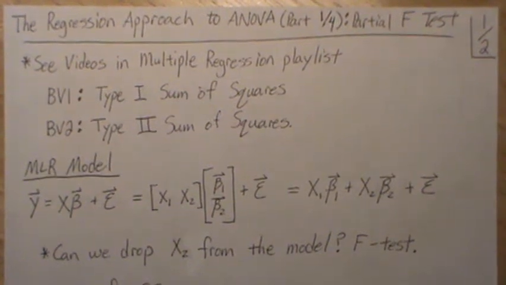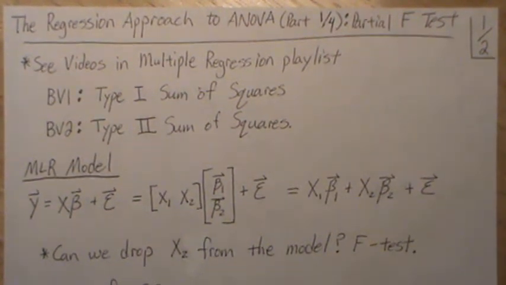Hello, this is the next video in a playlist that I'm calling Design of Experiments. It's in my General Linear Models Design of Experiments playlist. Now this is the first part of another little mini-series within that playlist, and this mini-series deals with the regression approach to ANOVA. We're specifically going to look at the partial F-test in this video.